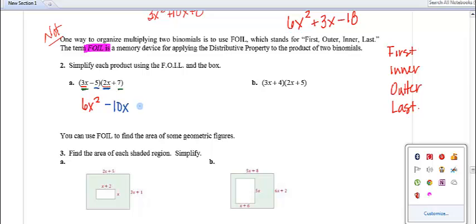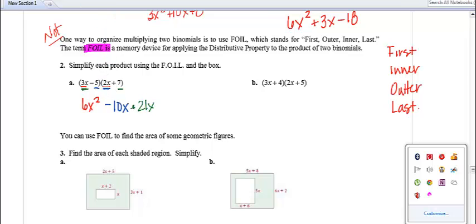And again, see how this is kind of antiquated. It doesn't give you a really good process. It does give you an acronym, but I don't like it because it jumps around. It's not too systematic for me. But anyway, back to it. 3x times 7 is going to give me a 21x. I've got to have a plus here, right? It's positive 21, and there's an x.